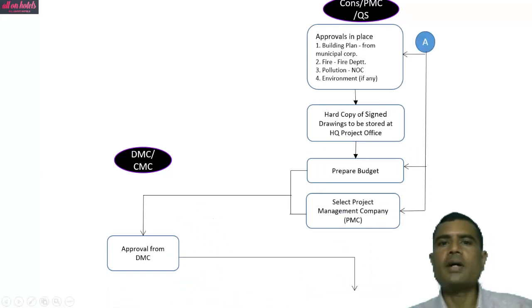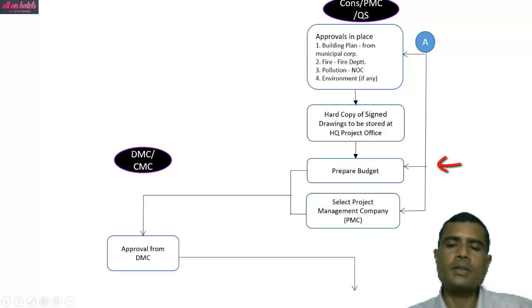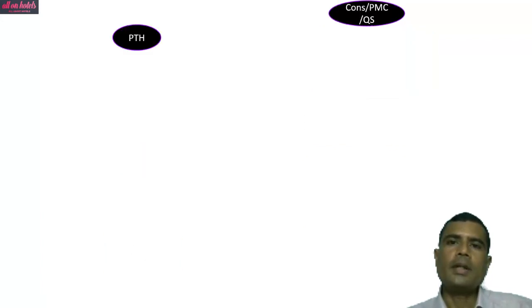Then approvals are put in place: building plan, municipal corporation, fire department, pollution control, environment, etc. Hard copy of signed drawings to be stored at headquarters and project office. Budget preparation is done. Select a project management company in case you want to give your project to a PMC. Then CMC or DMC approval is done. First DMC approval, then CMC approval for PMC.